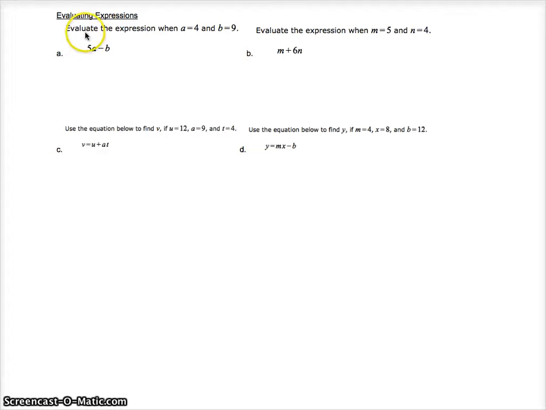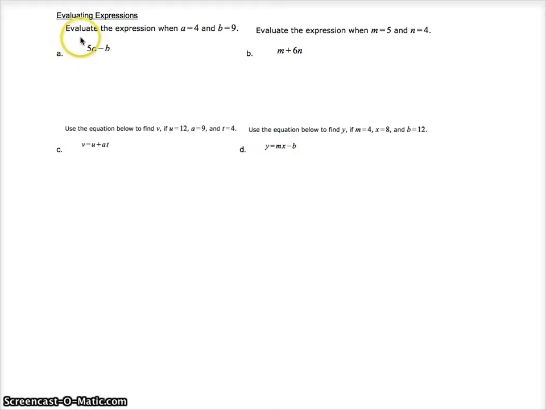Hello, welcome to the video series for evaluating expressions. In letter A, B, C, and D, we're going to look at replacing the letter with a given number and then multiplying, adding, and subtracting. In letter A, it says 5a minus b, and it needs to be read as 5 times a minus b.